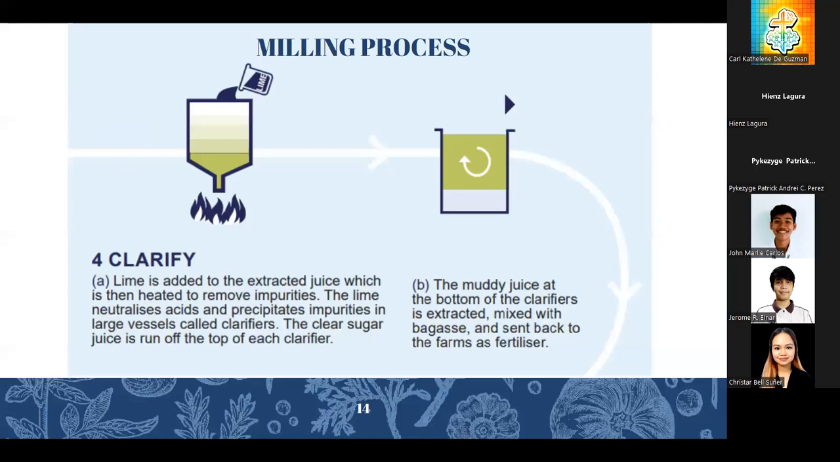After po nun is clarify. Lime is added to the extracted juice which is then heated to remove impurities. The lime neutralizes acids and precipitates impurities in large vessels called clarifiers. The clear sugar juice is run off the top of each clarifier. The muddy juice at the bottom of the clarifier is extracted, mixed with bagasse, and sent back to the farms as fertilizer.